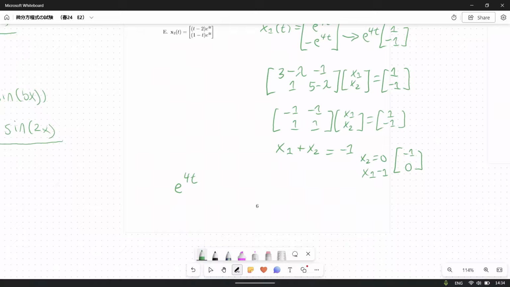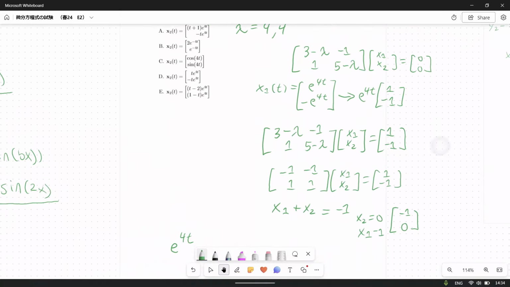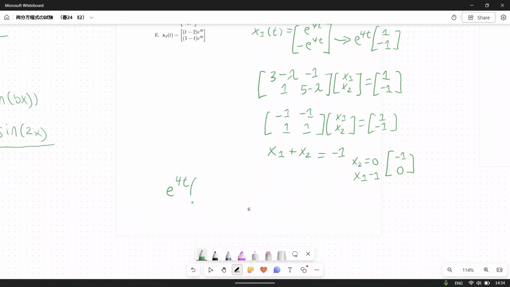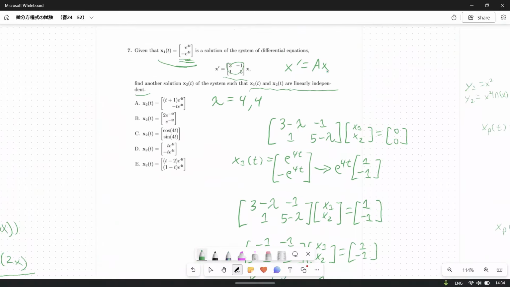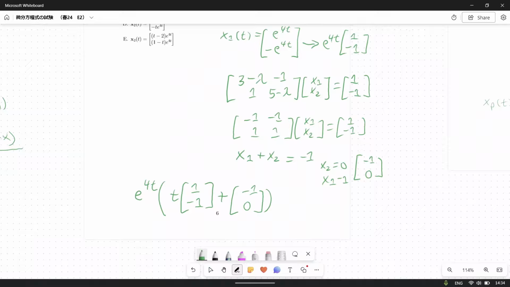What we have to do is multiply the first solution's eigenvector, so this, by t. That will give us a compound term where we have t times the first eigenvector from the first solution. And then we add this vector to the end, like this. Doing this will give us a linearly independent solution while also satisfying this.